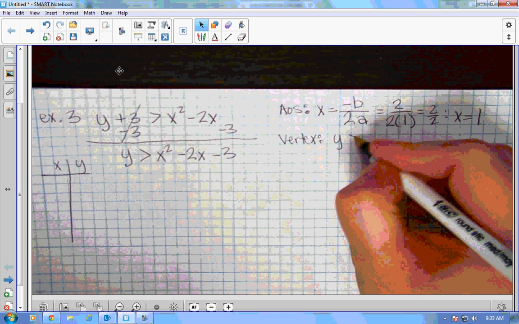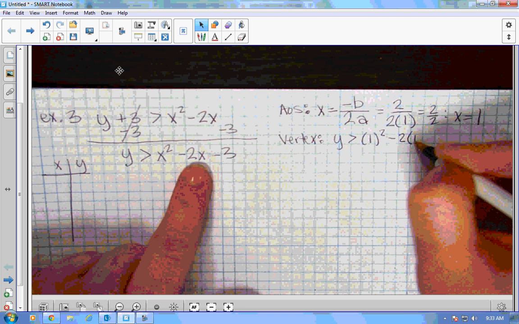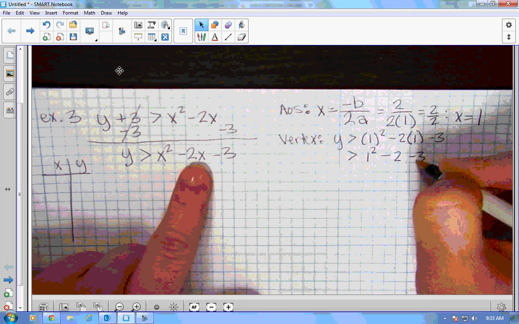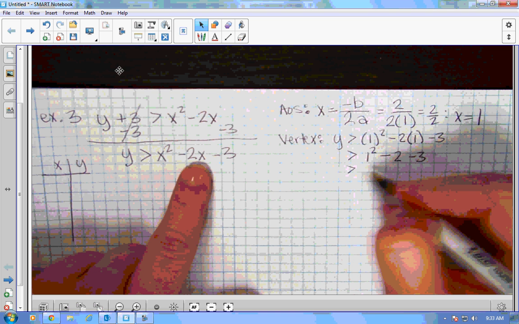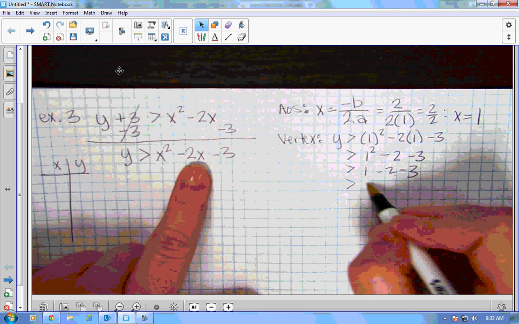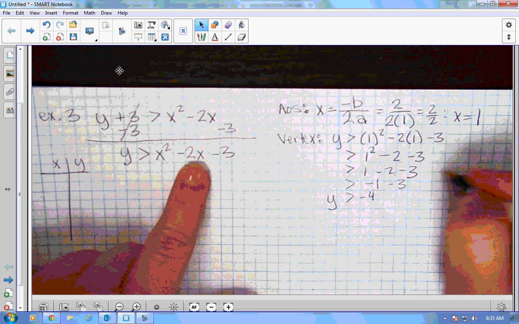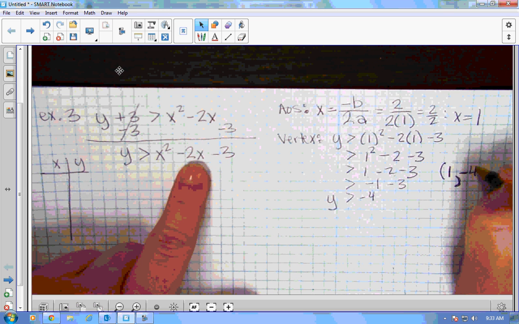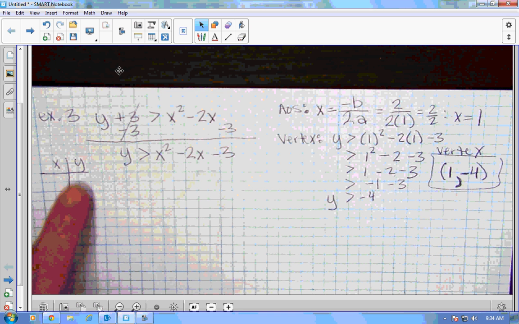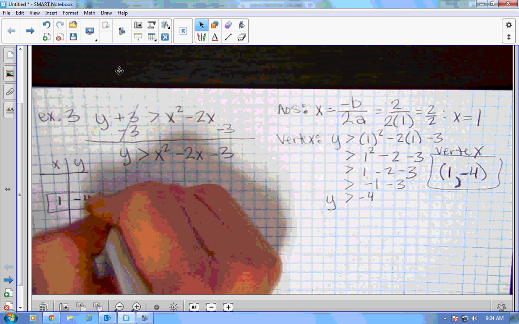We have y is greater than 1 squared minus 2. Now there's another x, so we'll put parentheses 1 minus 3. So we have 1 squared minus 2 minus 3. Do exponents first. 1 squared is just 1, minus 2 minus 3. And we subtract left to right. 1 minus 2 is negative 1, minus 3 is negative 4. So our vertex is the point we plugged in, 1, and we got negative 4. That's our vertex. So on our table over here, we'll want 1, comma, negative 4.